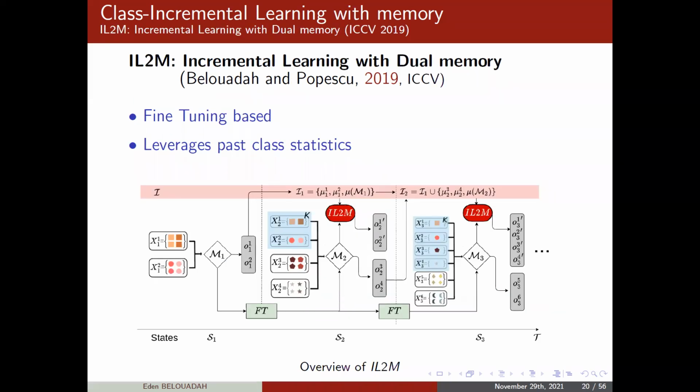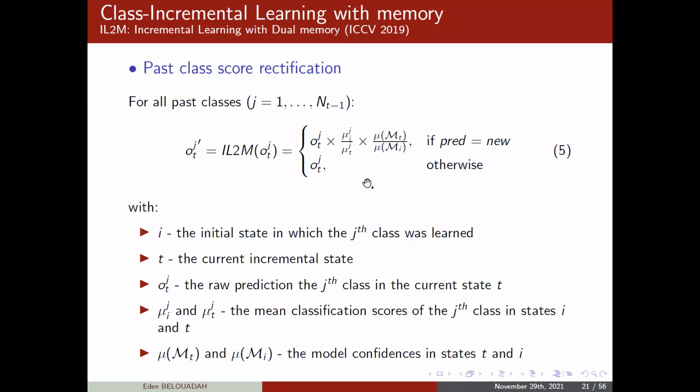Now for IL2M, one of the limitations is that it requires a memory of the past to be able to function, because in this formula, we use the mean of the class in the current state. So it means we have exemplars of the class in the memory, and we compute on them the mean prediction scores. So if we don't have memory of the past, we simply can't apply IL2M.